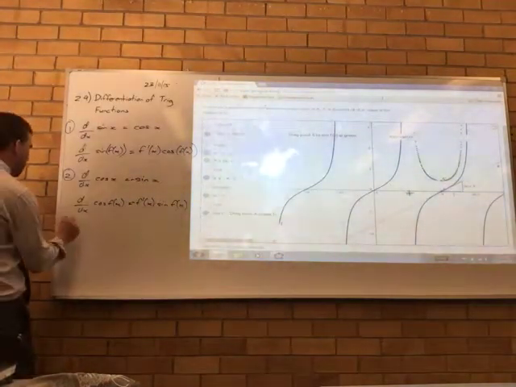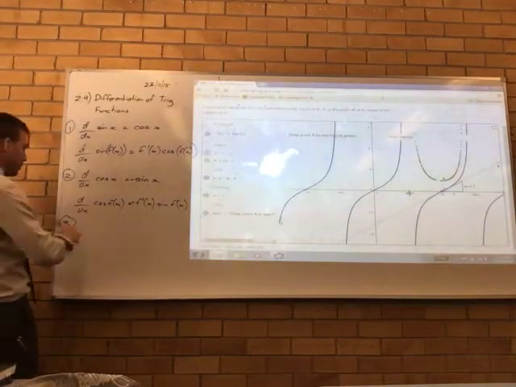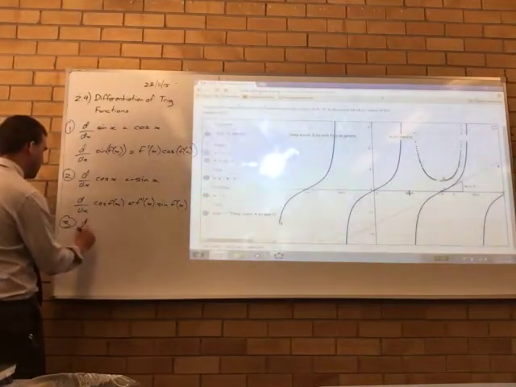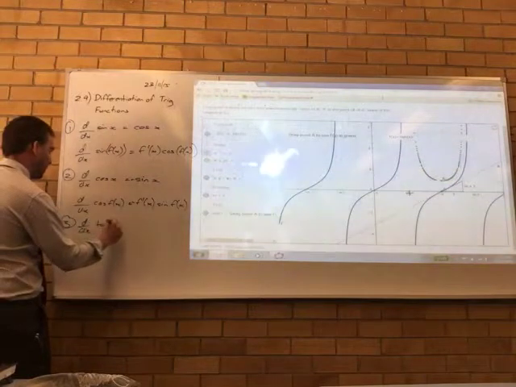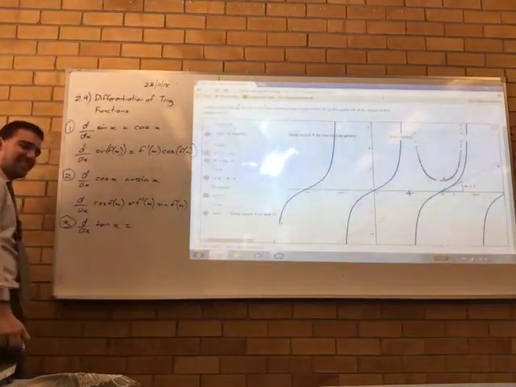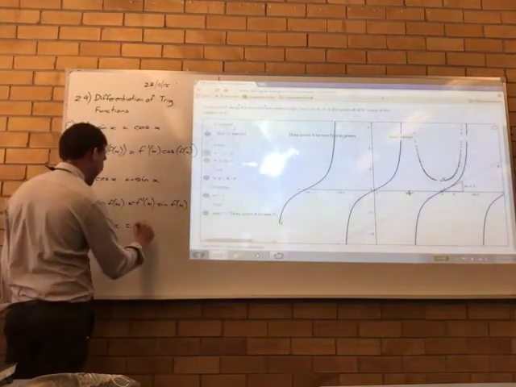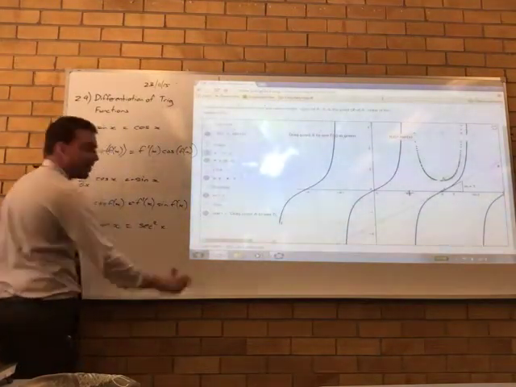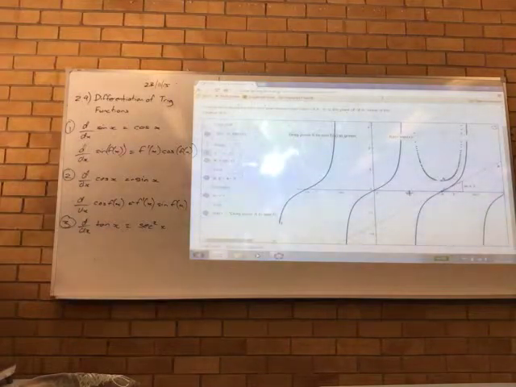Again, proved by first principles. So d/dx of tan of x. Do you know this one? Sec squared. Oh, you're clever, aren't you? So the derivative of tan of x is sec squared of x. Sec is the reciprocal of cos. So d/dx of tan x is sec squared of x.